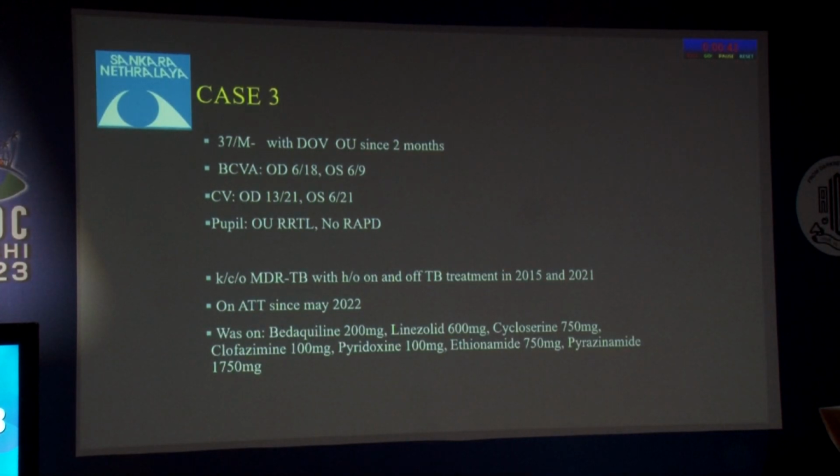This is the third case, who was being treated for TB for years because he had MDR TB. And this time he came with a 2 months vision drop. He had a bilateral drop, bilateral color vision drop, and both the pupils were sluggish.